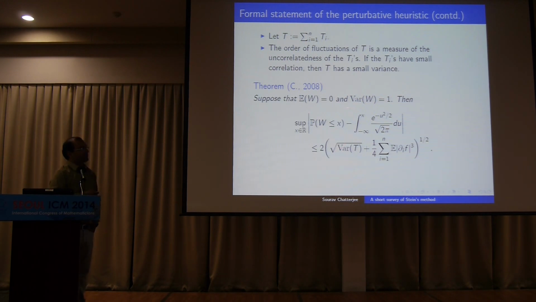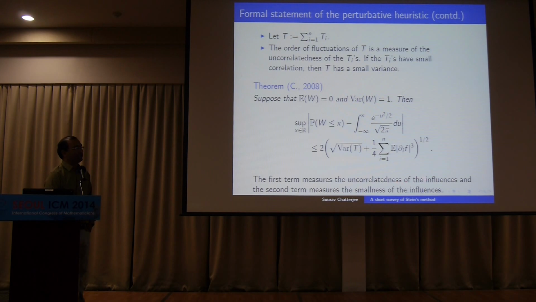So here's the theorem. Suppose the expectation of W is 0, variance of W is 1. Then the Kolmogorov distance between the distribution of W and the standard normal distribution is bounded by the sum of two terms, the standard deviation of T and this part. So the first term measures the independence of influences. Okay, so if the standard deviation of T is small, it means that these influences are approximately uncorrelated. Okay, or maybe negatively correlated, whatever, but at least not positively correlated. And this measures the smallness. So you also need that influences are small. Not only are they independent, but they're also small. So the second term measures the smallness.